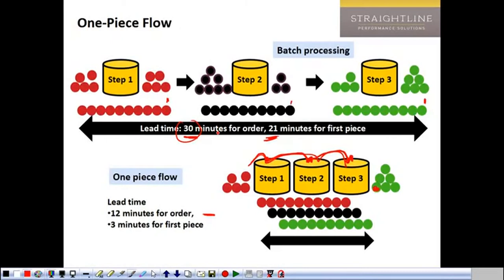As I said, it's not a one-size-fits-all solution, so many processes don't lend themselves to One-Piece Flow very easily, nor do they lead to a production line type of development.